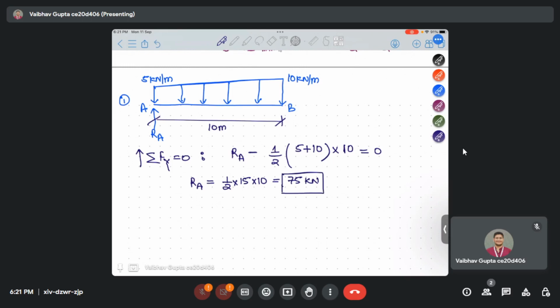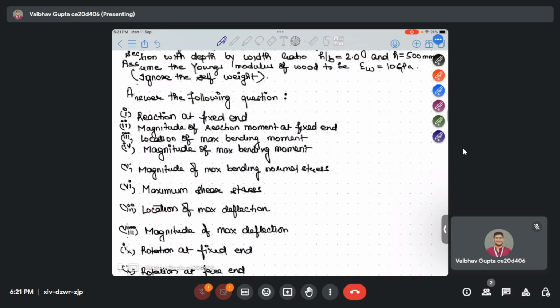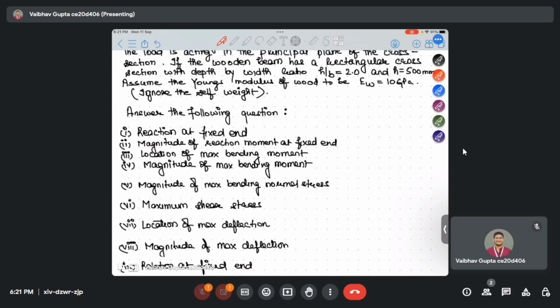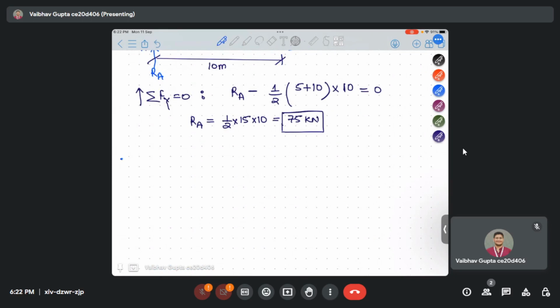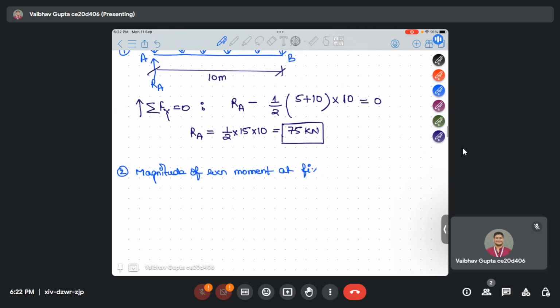This is the reaction at A, at the fixed end. We'll write the answers one by one. So Ra is equal to 75 kilonewton. Okay, first part done. Second part: magnitude of reaction moment at fixed end.